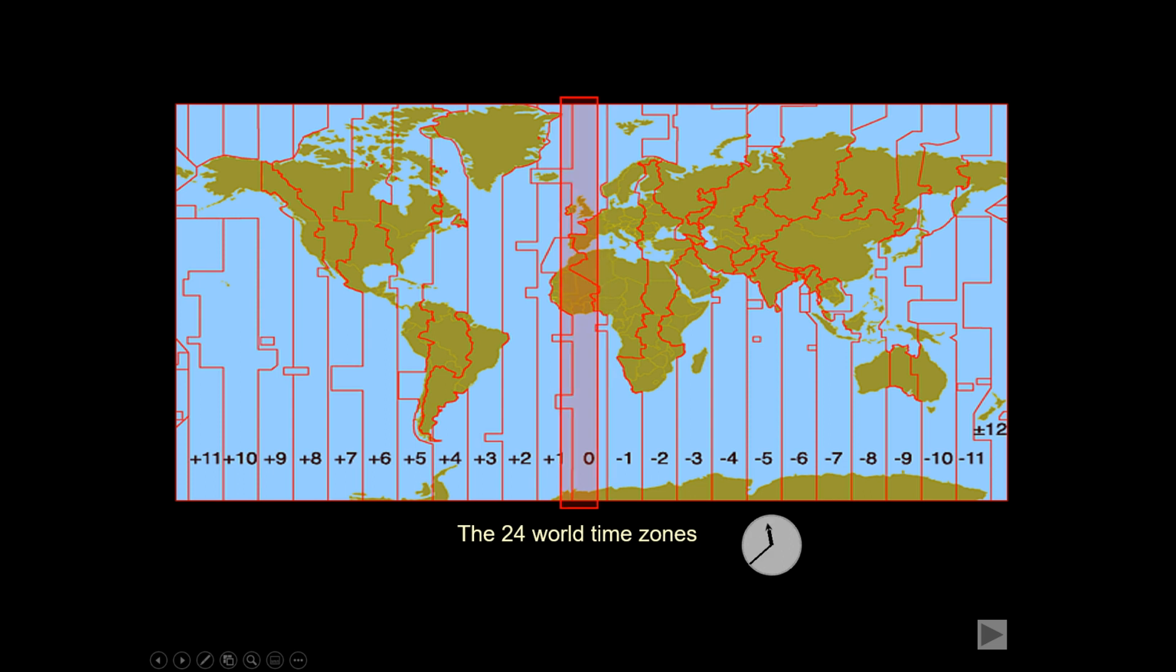So you can see, I'll sort of advance and subtract this. Here we are going back towards the U.S., and there is the central time zone that we're located in.